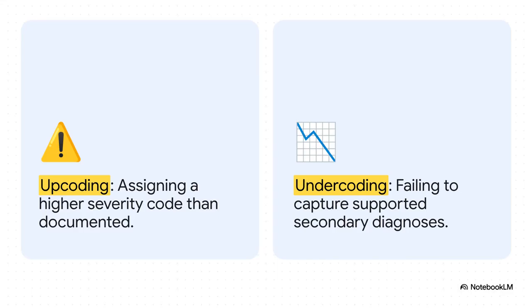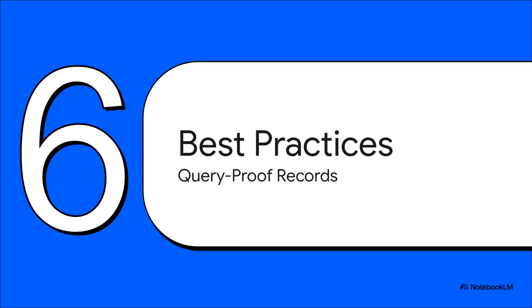And we have to walk a really fine line here. CDI is entirely about finding the clinical truth, not just artificially inflating the bill. Upcoding, which is assigning a higher severity code than the documentation actually supports, is a massive compliance risk. It practically invites audits and fraud penalties. But on the flip side, undercoding unjustly robs the facility of compensation for the complex, intense care they actually provided. So the goal is always ethical optimization, making sure the codes perfectly mirror the severity of care delivered. No more, no less.